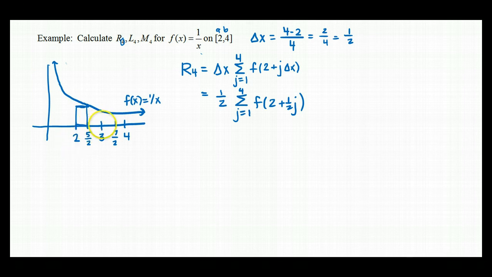Now between 5 over 2 and 3, I'm going to go to the rightmost point, go up to the function, and that's going to be my next height. Then between 3 and 7 over 2, or 3 and 3.5, I go to the rightmost point, 3.5, I go up to the function, and that's my next height. And then finally between 3.5 and 4, 4 is further to the right, so I go up to the function, and that's going to be my next height. So just a little rough sketch of the rectangles we're going to use to approximate the area. And in each of these cases, we use the rightmost endpoint.